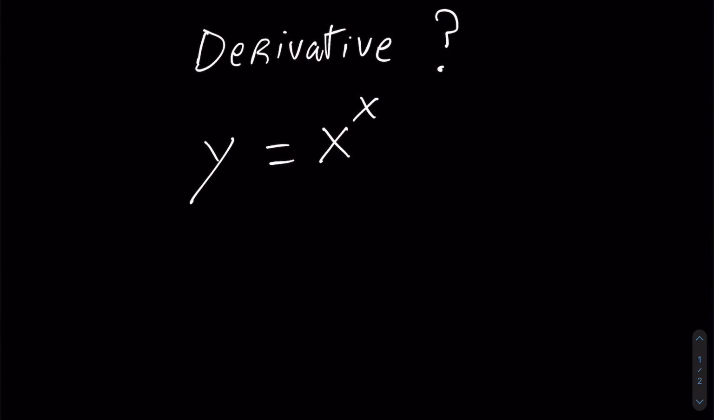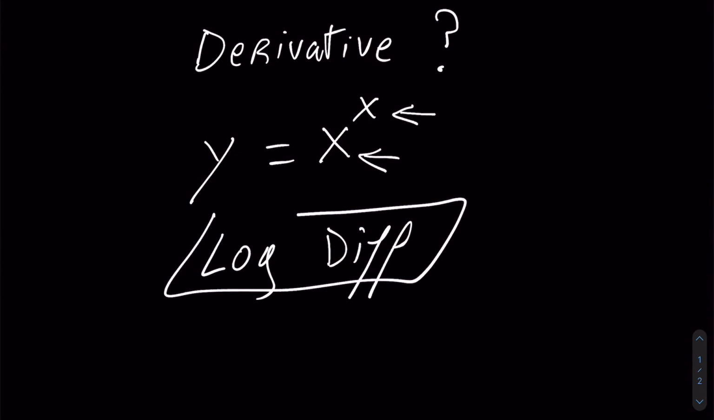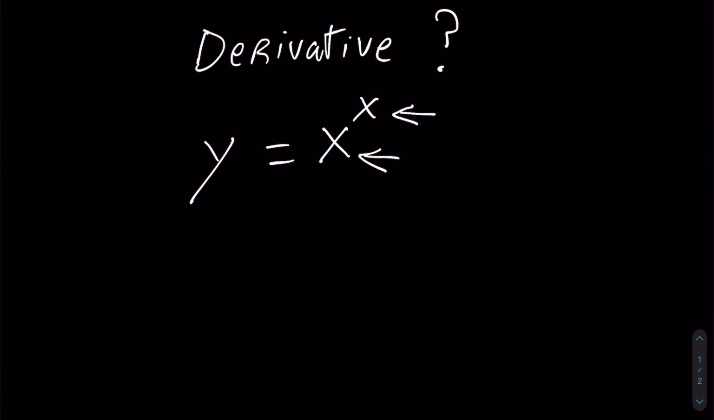So, in the case when we have a function in terms of x to the power of another function in terms of x, we typically want to use something called logarithmic differentiation. Okay, so this is the tool we're going to use. So how does that work?